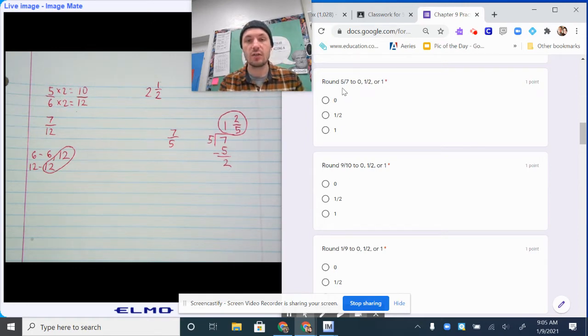Round 5/7 to 0, 1/2, or 1. So the fact that 5 is more than half of 7 means we round it up to 1. Because if you had 5 out of 7 slices of a pizza, you have almost a whole pizza. You're only 2 slices short.